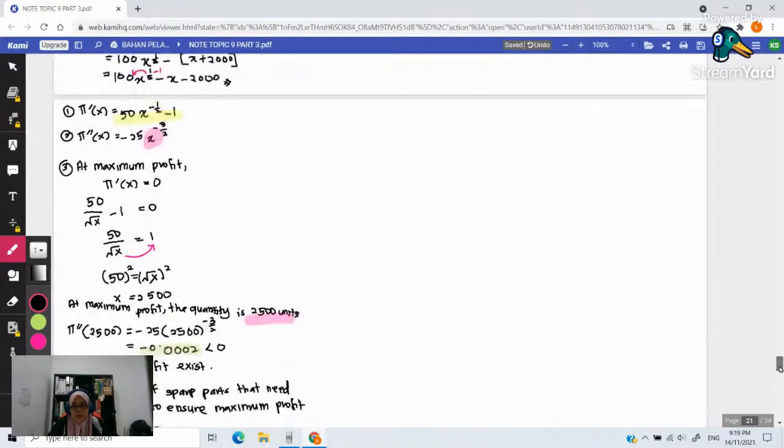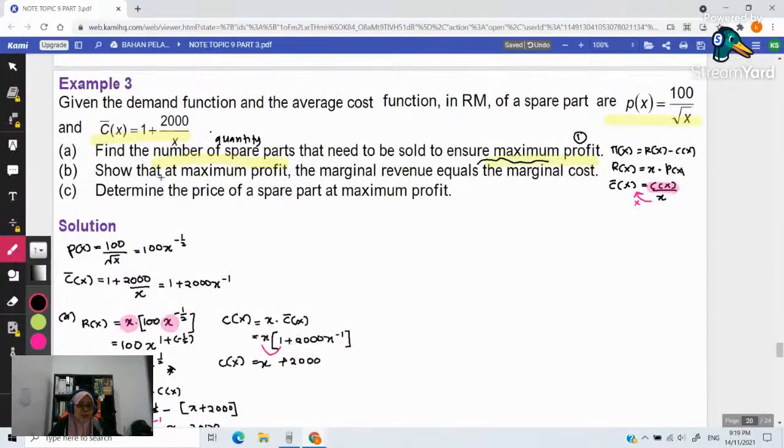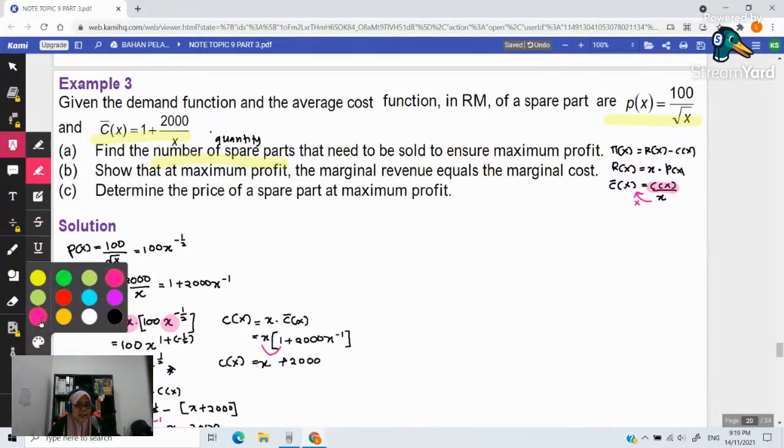We have another 2 questions for example 3. Let's look at example 3B: show that at maximum profit, marginal revenue equals marginal cost. Before this, you find the profit function. How to find the profit function? You find the revenue function, and then you find the cost function based on the average cost function. But in question B, show that at maximum profit, the marginal revenue equals the marginal cost.